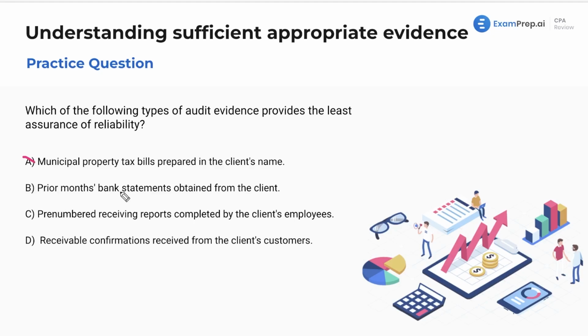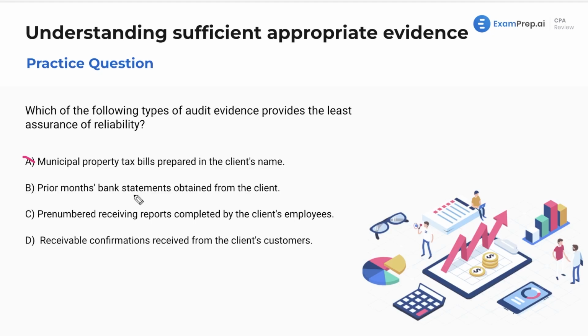And what about prior month's bank statements obtained from the client? This has less reliability because you received the bank statements from the client. However, we're under the assumption that the bank statements did come from the bank. The best option would be to get the statements from the bank, because technically the client could go in and edit the PDF of the bank statement. So it's not as reliable as getting the statements from the bank, but nonetheless still reliable. I'm going to leave this here because I might find one that's less reliable. But so far, this is our least reliable option.